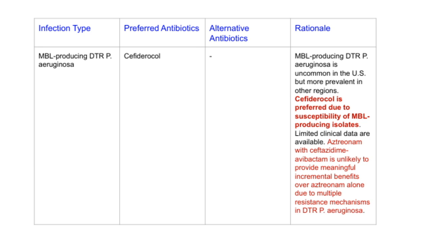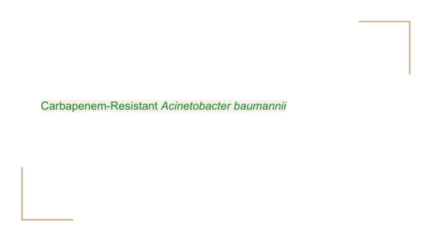Overall, this slide highlights the importance of selecting antibiotics based on susceptibility patterns and the current evidence, especially when dealing with such resistant organisms. Let's take a closer look at carbapenem-resistant Acinetobacter baumannii. This is a particularly concerning pathogen in healthcare settings. It's a type of bacteria that's become resistant to carbapenems, which are often considered antibiotics of last resort. When bacteria develop resistance to these powerful drugs, treatment options become very limited.